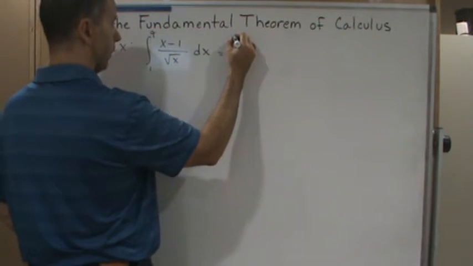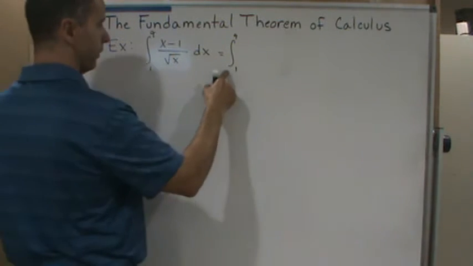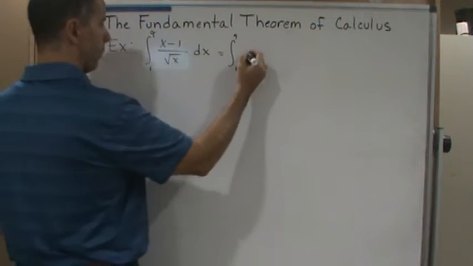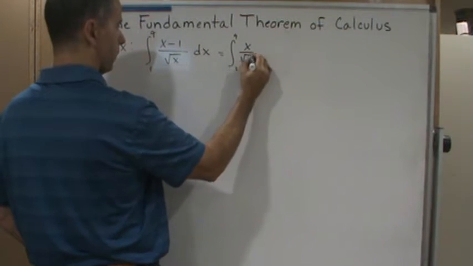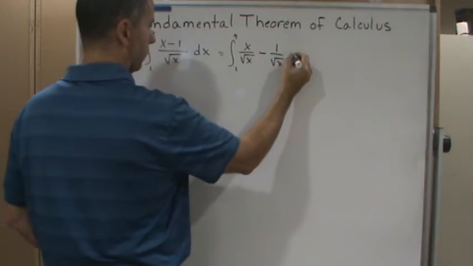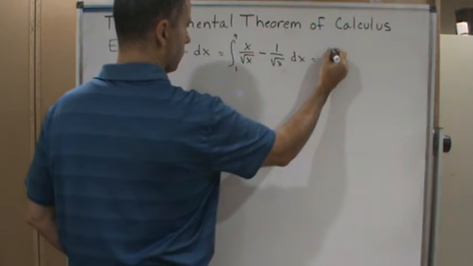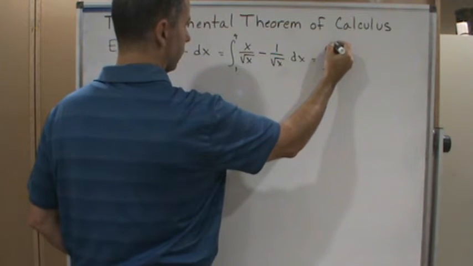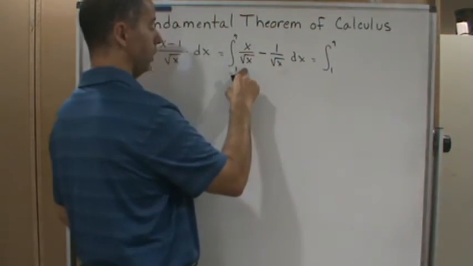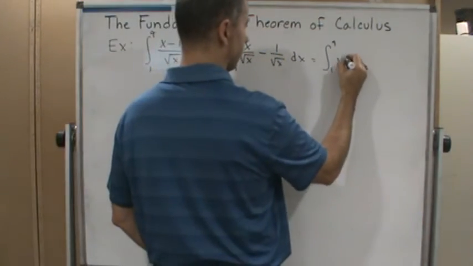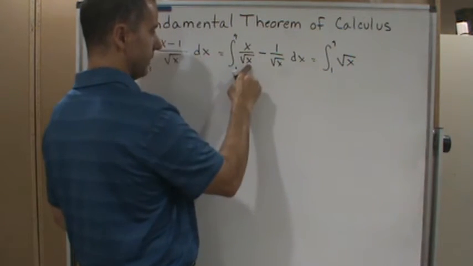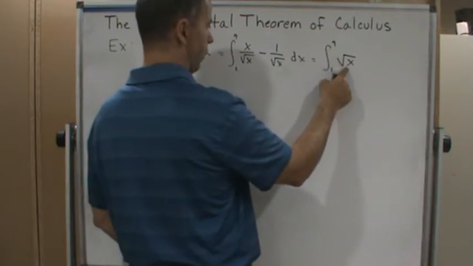So I'm going to write my integral, the integral sign, limits of integration 1 to 9, and I'm going to write this as x over the square root of x minus 1 over the square root of x dx, which is then going to be equal to the integral from 1 to 9. And this is going to equal the square root of x, right? Because this is x, and this is x to the 1/2, so I'm just going to get x to the 1/2.